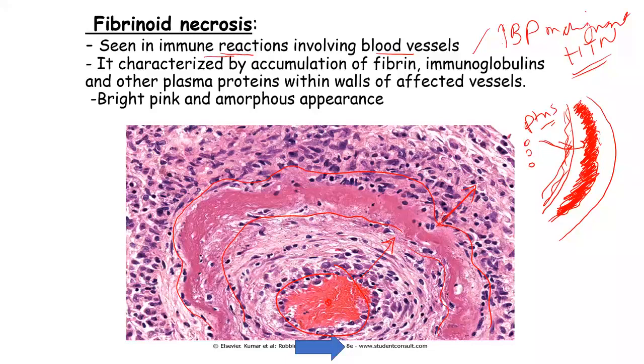And so fibrinoid necrosis is seen only at the microscopic level. It is not seen in the gross. It is seen in immune reactions involving blood vessels and in cases of malignant hypertension. It's characterized by accumulation of fibrin, immunoglobulins, plasma proteins within the walls of the affected vessels, because this area showed damage of the media and replacement by these infiltrated proteins, and they appear as bright pink and amorphous material in H&E sections. This is fibrinoid necrosis. We don't have much to say about fibrinoid necrosis.